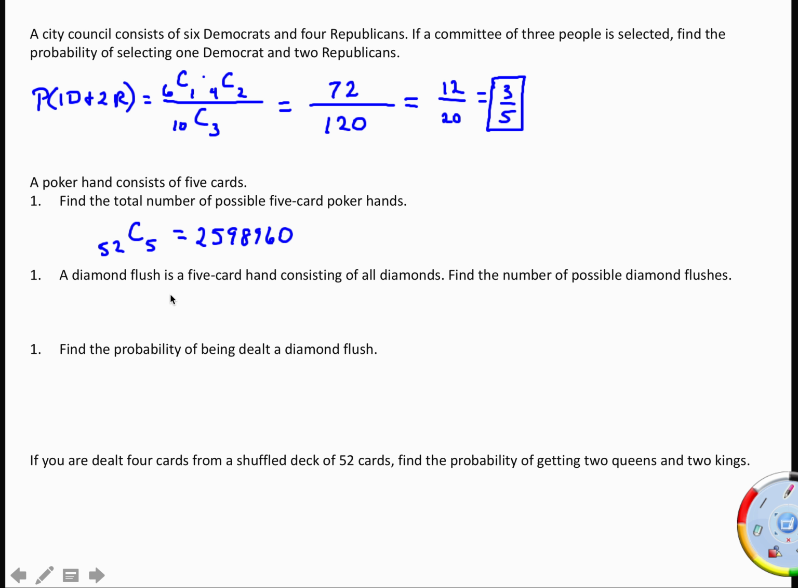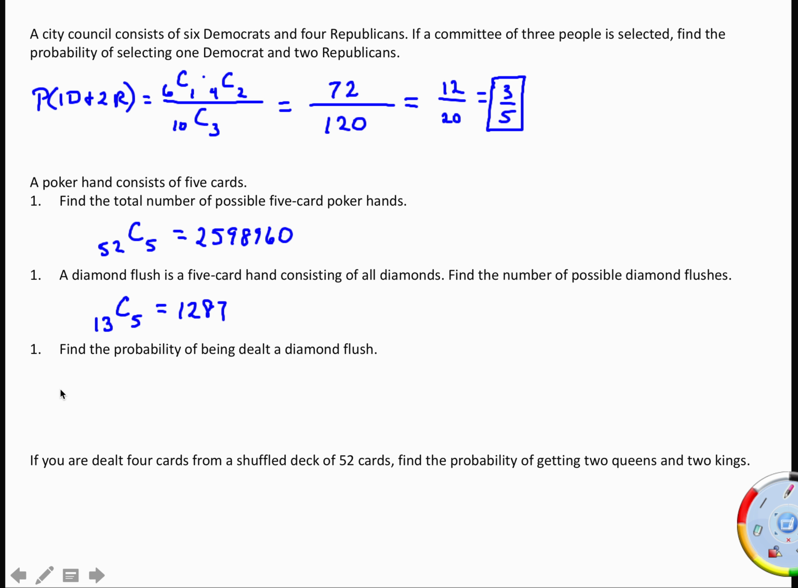A diamond flush is a 5-card hand consisting of all diamonds. Find the number of possible diamond flushes. Okay, so diamonds, there's only 13 diamonds, right? There's 13 of each suit. So I want my 5 cards to come out of all diamonds. So 13 choose 5 is 1287.